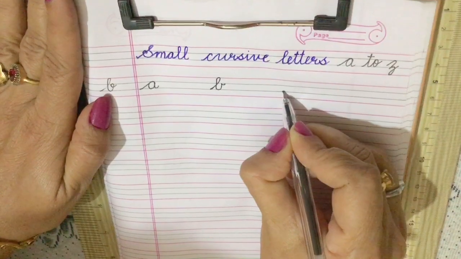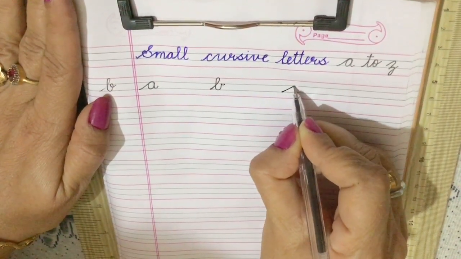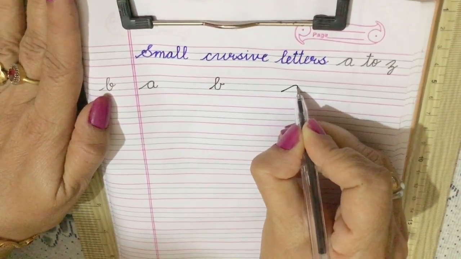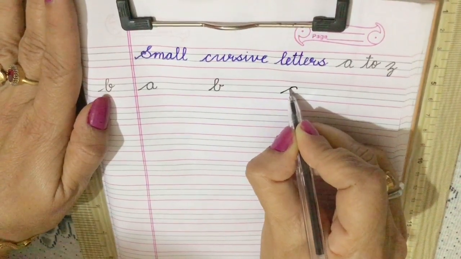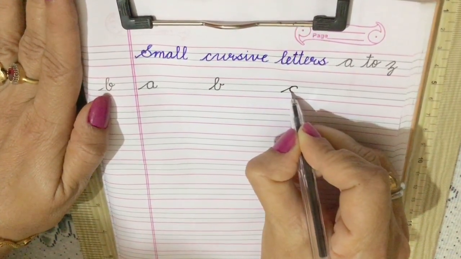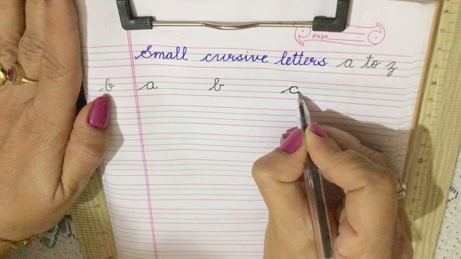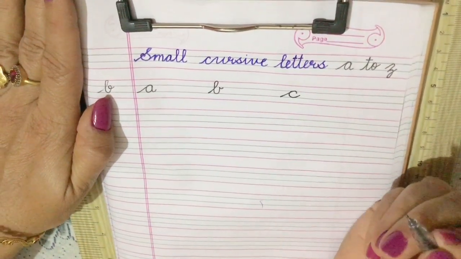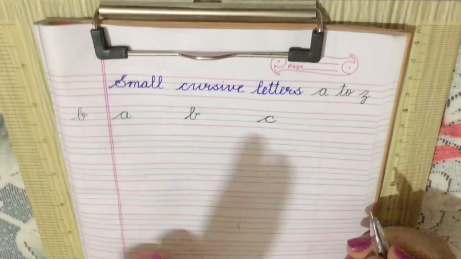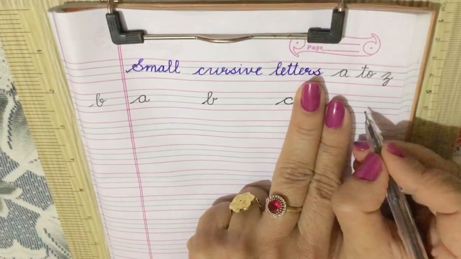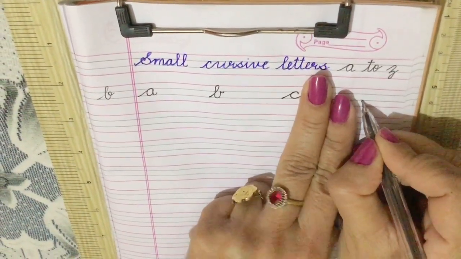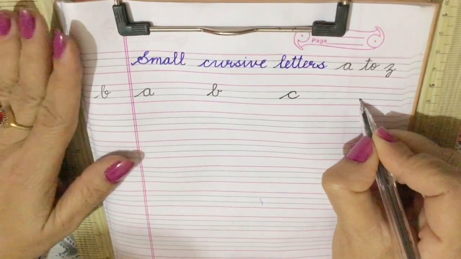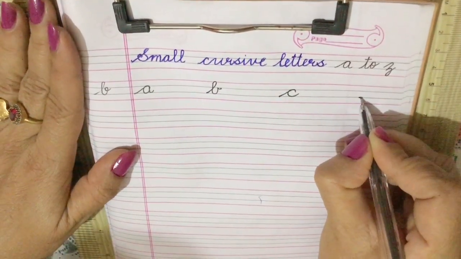From the third line, you will go up, bend down, go back, make a half circle and end with the tail. This is letter C. Again, put your fingers here. Now put your pencil, pick up your fingers and now start writing letter D.